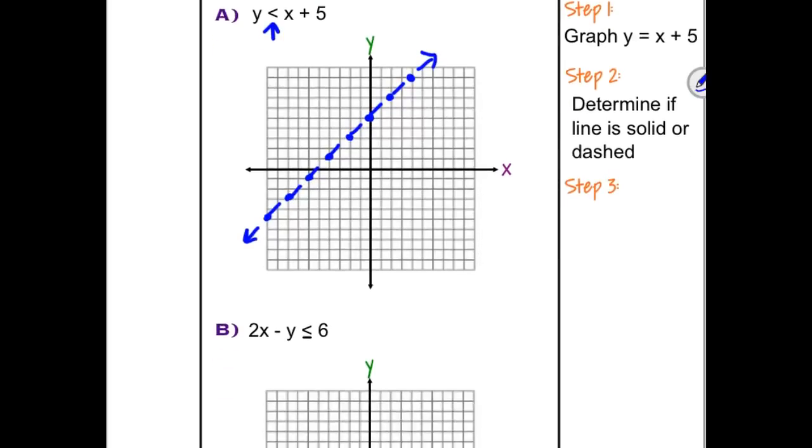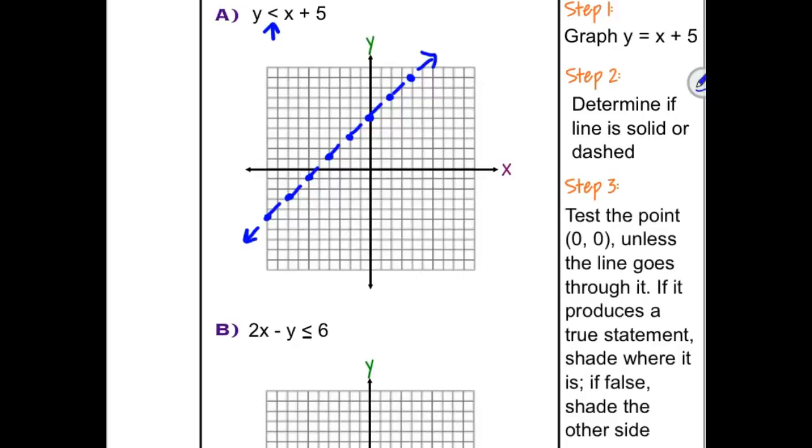What we're going to do to shade is test the point 0, 0. Unless, of course, you happen to get a problem where 0, 0 is where the line goes through, because then it either will work or won't work, guaranteed. When you use 0, 0, if it produces a true statement, you shade where 0, 0 is. If it's false, you shade on the other side. So we put in 0 less than 0 plus 5. Well, 0 plus 5 is 5, so 0 less than 5.